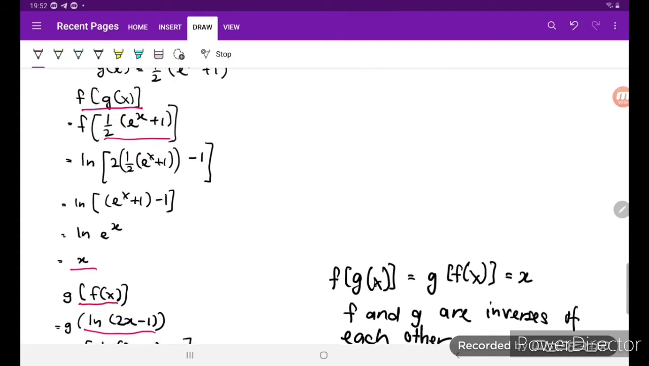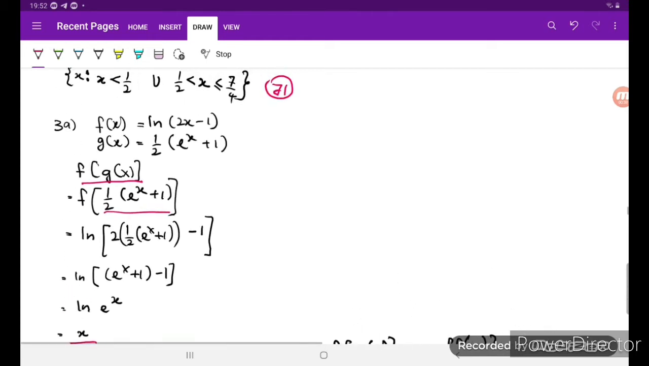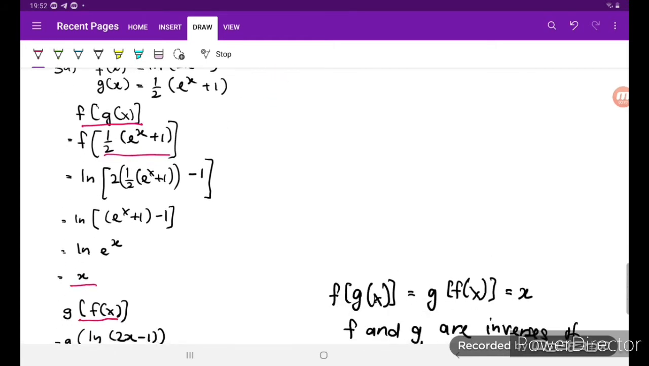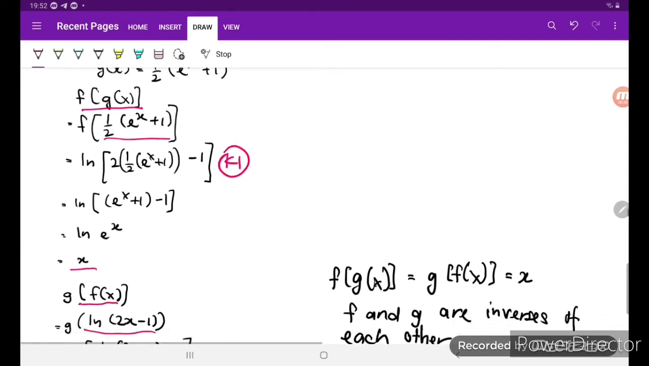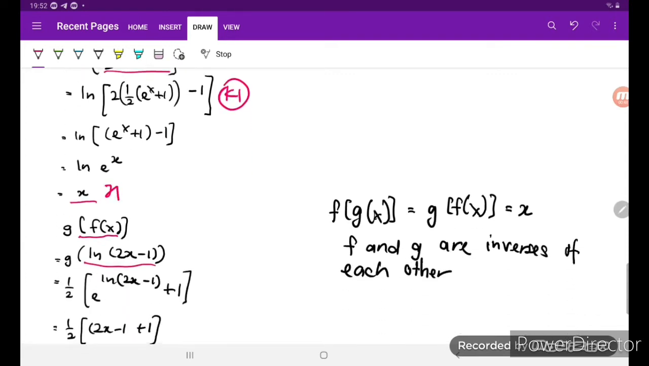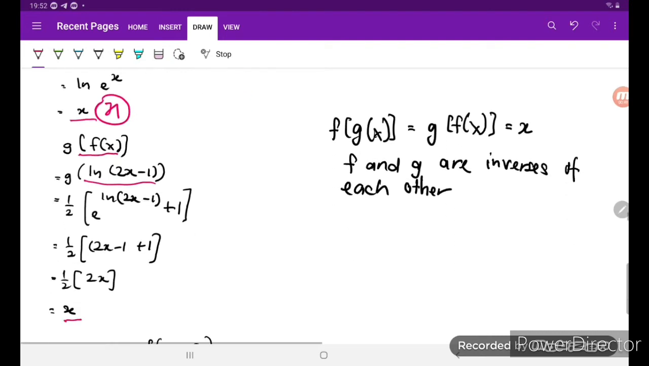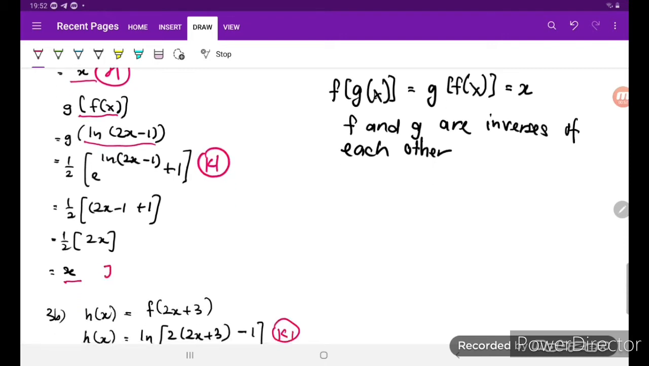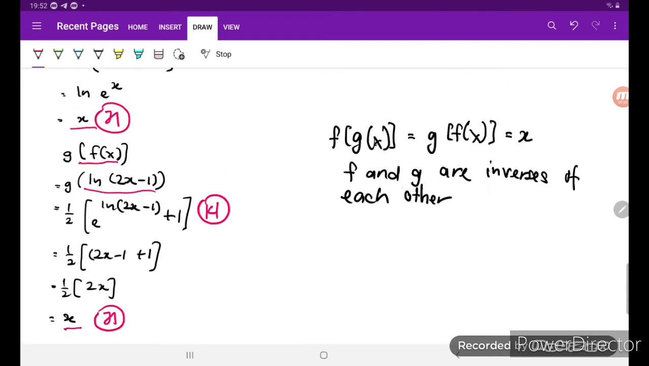Marks will be given 5. Okay, this one you will get K1. You get x, J1. Then for g of f of x, you substitute here, you get K1. You get another x, you get J1. And then the conclusion, f and g are inverses of each other, J1.